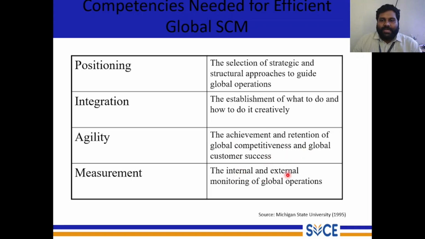The internal and external monitoring of global operations is very much needed, and how it is measured and how their efficiency is being measured is very crucial for us, because it has to be monitored on a real scale so that it is effectively utilized.